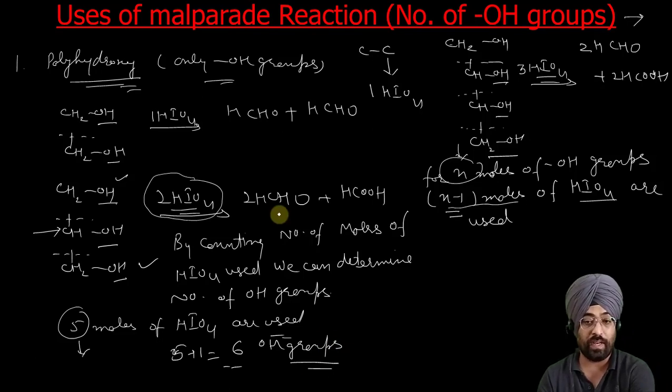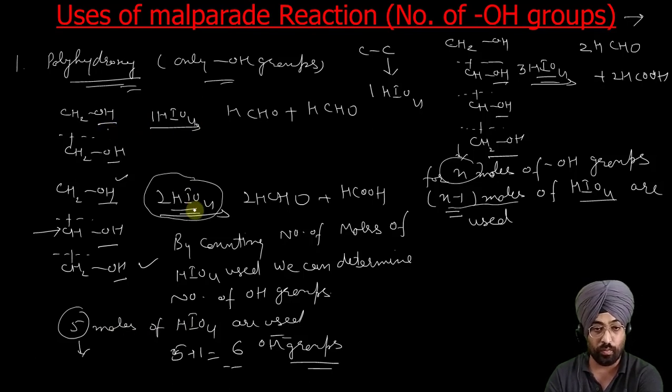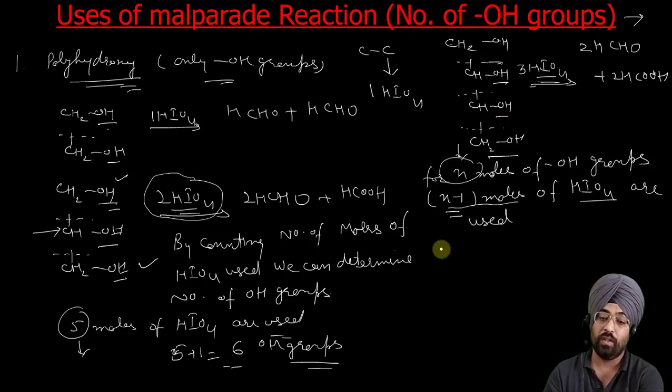So you can do vice versa. If for polyhydroxy compounds n moles of HIO4 are used, then we have n plus 1 OH groups. So if 1 mole is used, we have 2 OH groups. 2 moles are used, we have 3 OH groups. 3 moles are used, we have 4 OH groups. So for n moles we have n plus 1 OH groups.